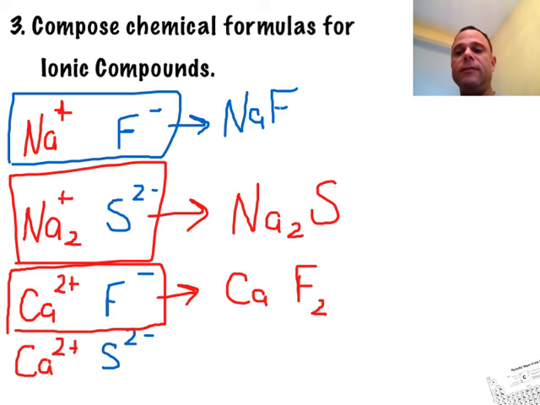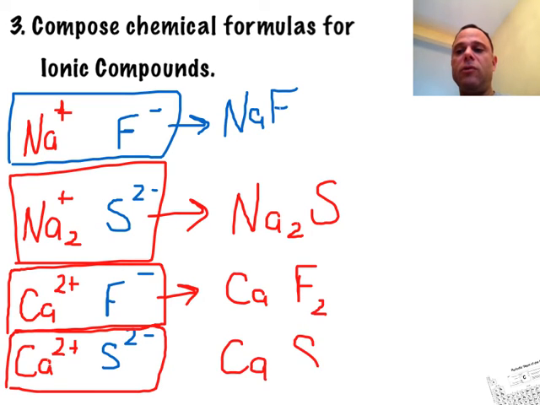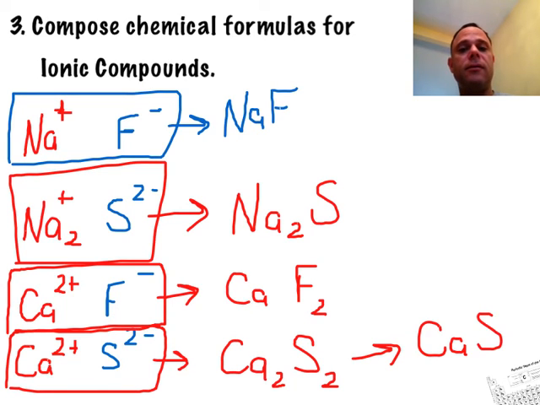Now conversely, what about this last one? Well, put in the calcium and the sulfur, and you would think that if you drop the numbers down from the corners, it would be Ca2S2. Now there's a trick to this. We simplify it. This is a 2-to-2 ratio, which then could be simplified to be a 1-to-1 ratio. So the true answer is CaS.